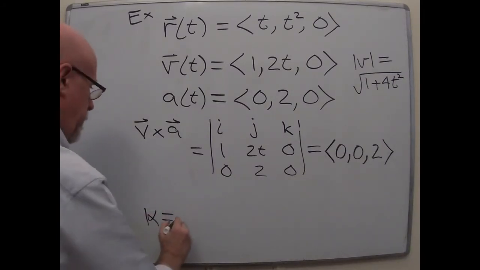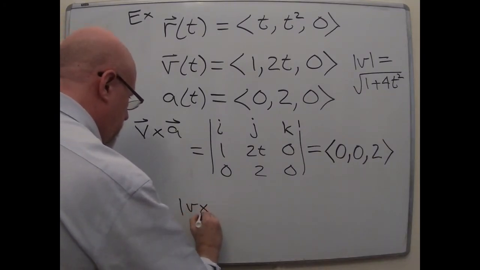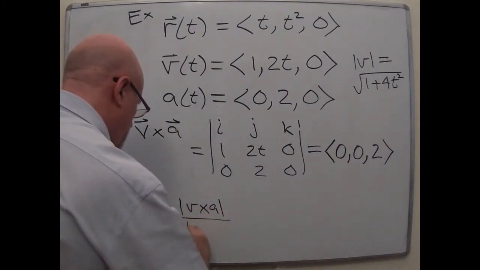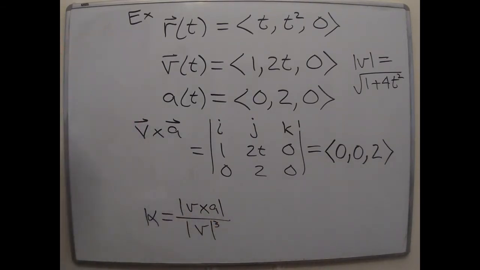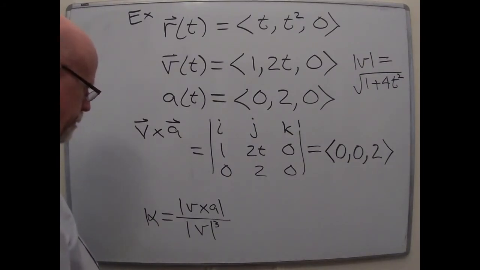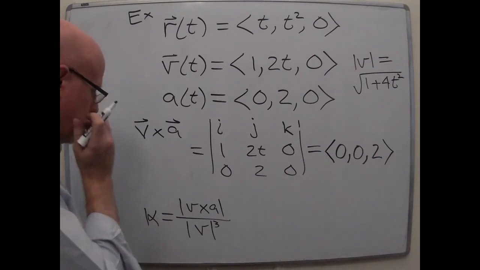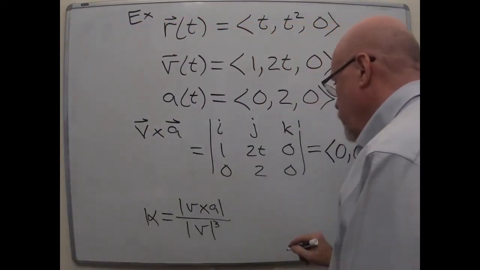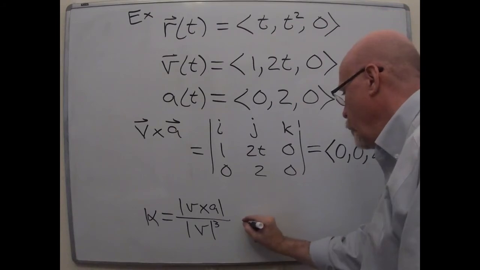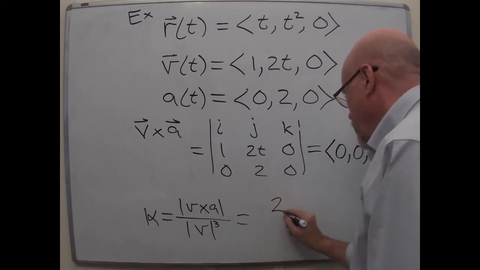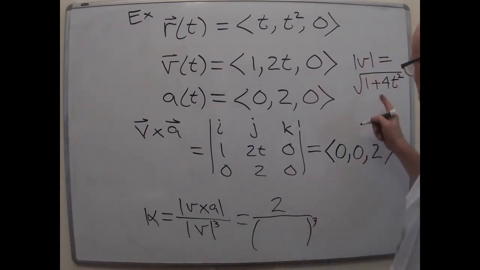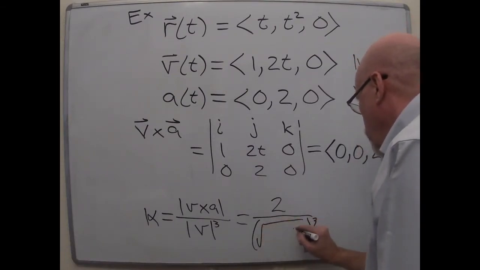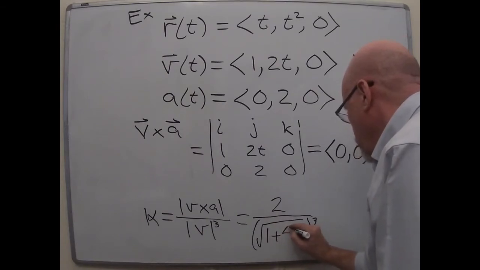Okay. So now we can use that alternative formula to figure out kappa. The length of v cross a, well, let me just copy it first, divided by the length of v cubed. Yep, so the length of v cross a was 2, and the thing in the bottom is the cube of that, the square root of 1 plus 4t squared.